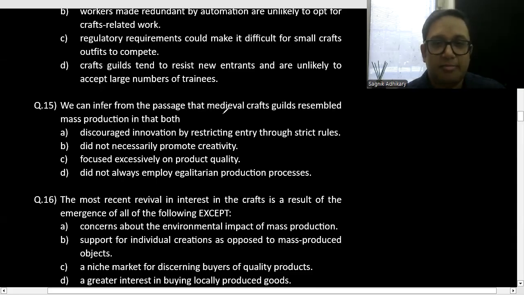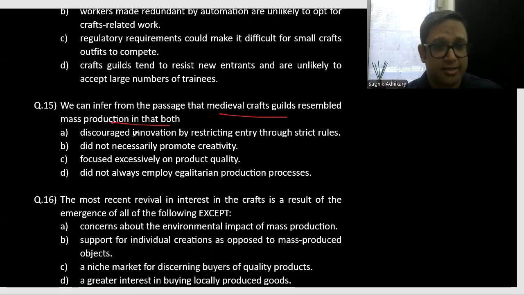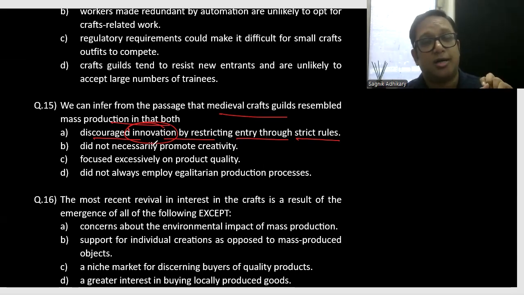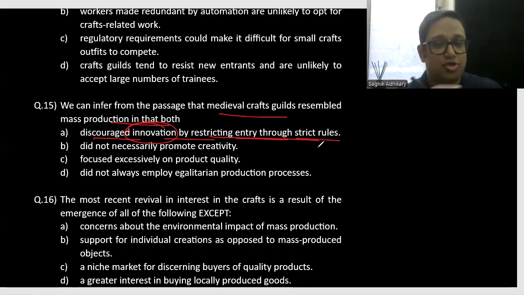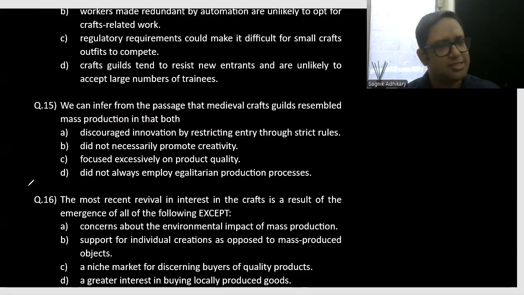We can infer from the passage that medieval crafts guilds resembled mass production in that both did not nurture creativity, or discouraged innovation by restricting entry through strict rules. Discouraged innovation, yes, if we correlate innovation to creativity, but by restricting entry, not really. True for crafts guilds, not for mass production. In mass production, it is not mentioned that there is a restriction on entry. It's just that it focuses on standardization, bulk production, efficiency and consistency, not creativity. So this part of it is outside the premise.